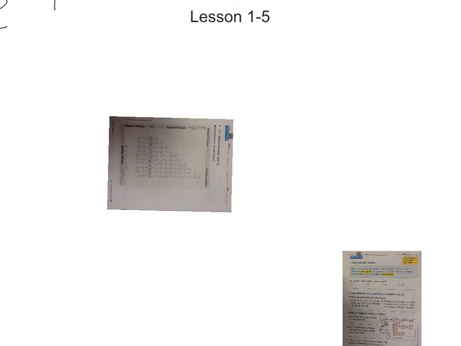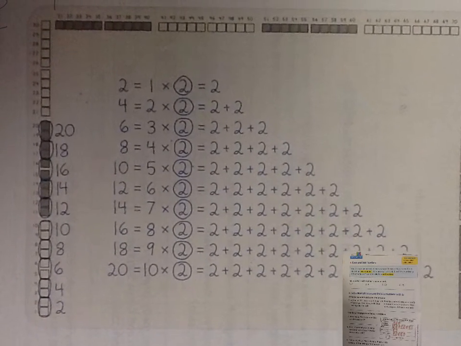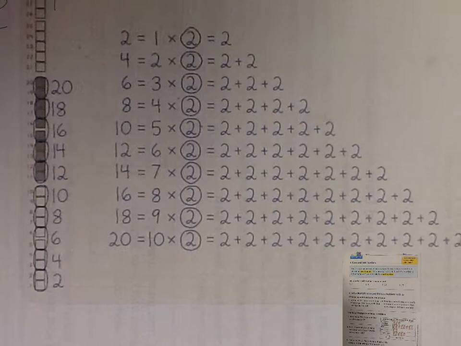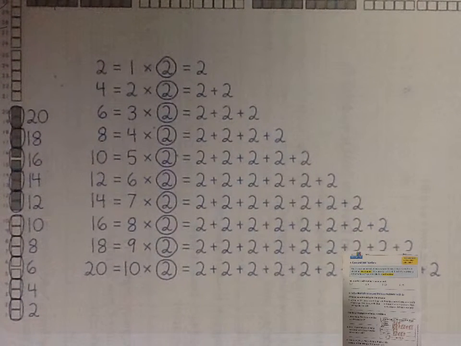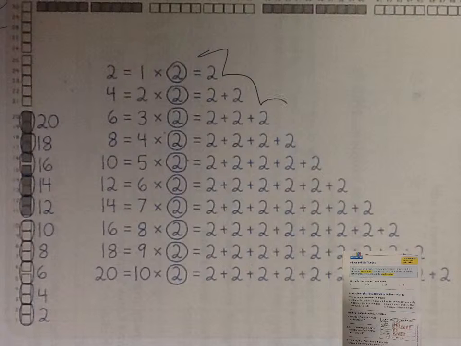Let's go to your first page, page 27. It says, what patterns do you see when multiplying by 2? Hopefully some of the patterns you see are that it goes up by 2 every time. 1 times 2 equals 2, then you go 4, 6, 8, 10, 12, 14, 16, 18, 20. As you continue going up, it's going to go up by 2 every time, obviously, because multiplication is repeated addition.